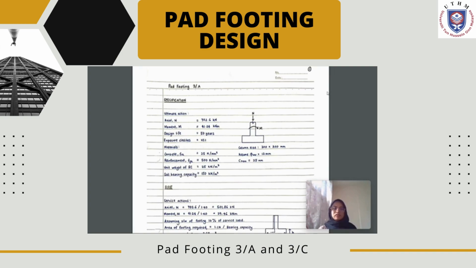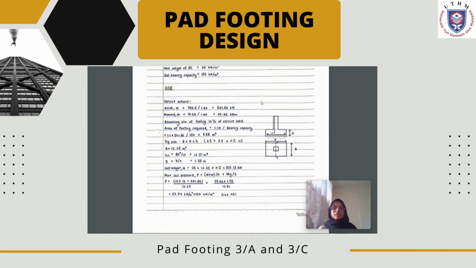Now we present the analysis of pad footing design. So this is the calculation for the pad footing located at 3A. So this is the specification. First step is to find the size of pad footing. First, we need to estimate the service action, and then assume that self-weight of footing is 10% of service load. So the area of footing required is calculated using this formula.